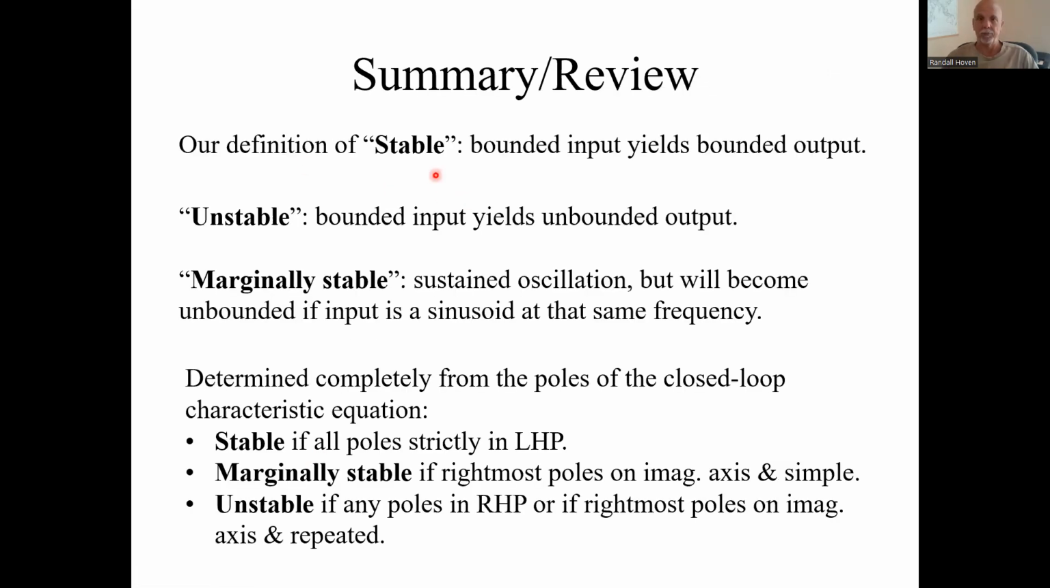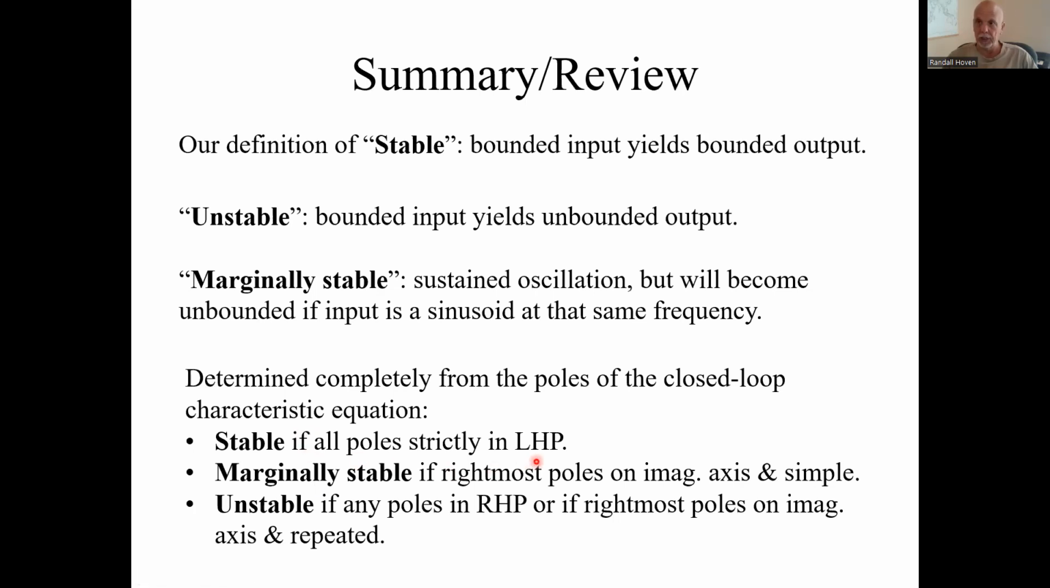So to summarize, we define stable, and by that we mean a bounded input guarantees a bounded output. Unstable: bounded input yields unbounded output. Marginally stable, you get sustained oscillation, but it can be unbounded output if the input is a sinusoid at the same frequency. And it's determined completely from the poles of the closed loop characteristic equation.